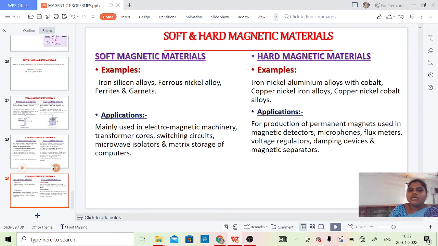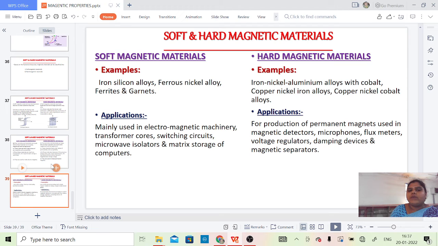Let us see some examples of soft and hard magnetic materials. Iron silicon alloys, ferrous nickel alloys, ferrites and garnets are examples of soft magnetic materials. Iron nickel aluminum alloys with cobalt, copper nickel iron alloys, and copper nickel cobalt alloys are examples of hard magnetic materials.